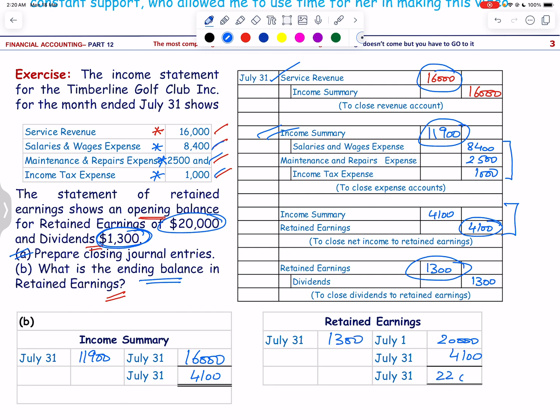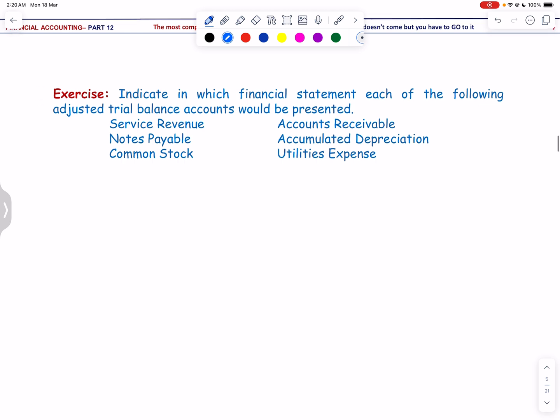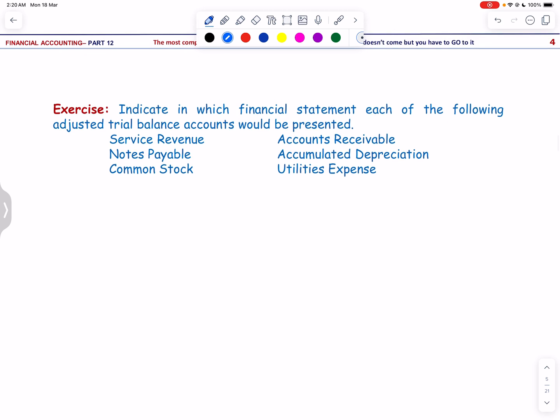Now indicate in which financial statement each of the following adjusted trial balance accounts would be represented. Service revenue is going to be for the income statement and so will be the utilities expense, while notes payable, common stock, accounts receivable, accumulated depreciation, they will be recorded in the balance sheet. Next, let us look into the next exercise.